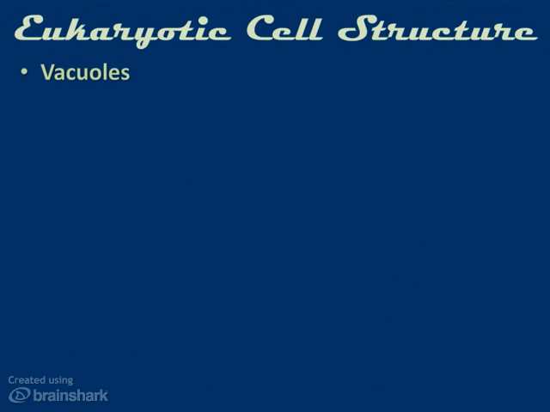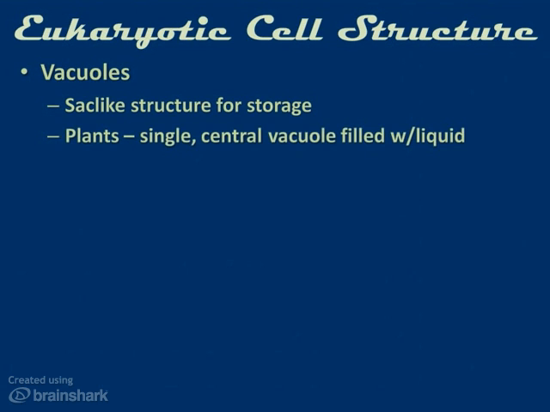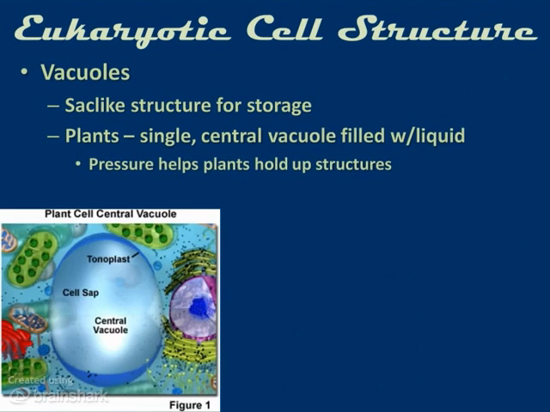Our tour inside the cell next moves to the vacuoles. These are sac-like structures that are used for storage of materials such as water, salts, and proteins. Plant cells have a single central vacuole filled with a water-based liquid that helps maintain pressure within the plant to support structures like leaves and flowers.